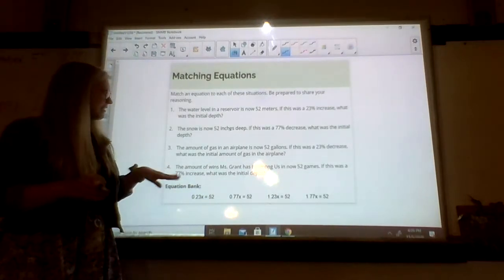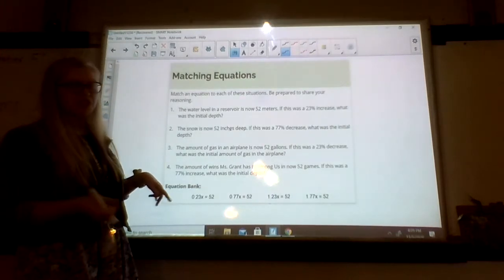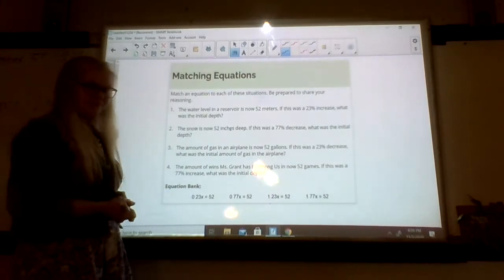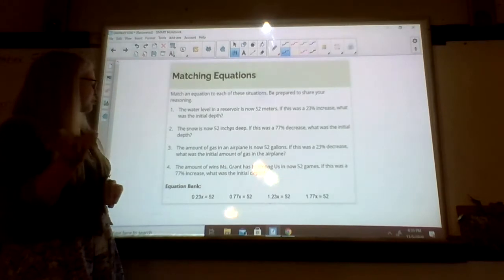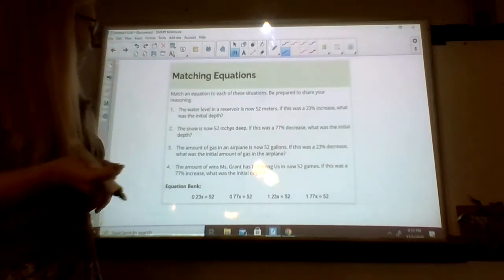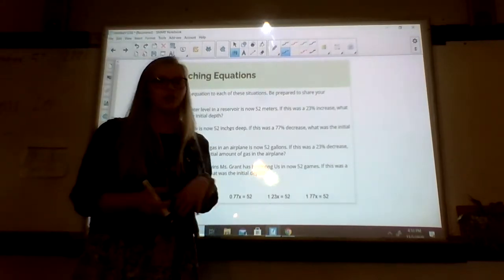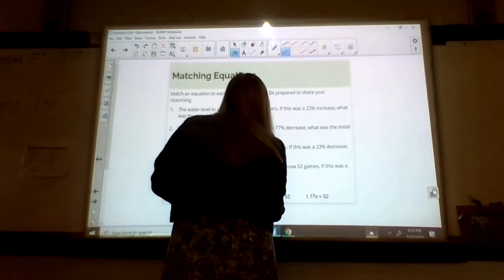Next, the last situation. The amount of wins Miss Grant has in Among Us is now 52 games. If this was a 77% increase, what was the... Oh, that says initial depth. That should say the initial amount of games.